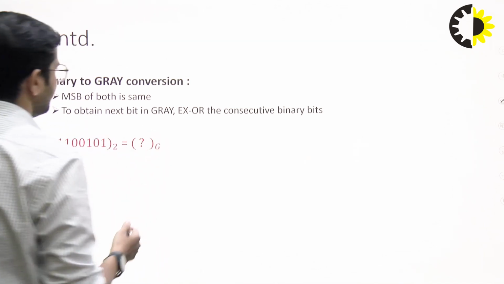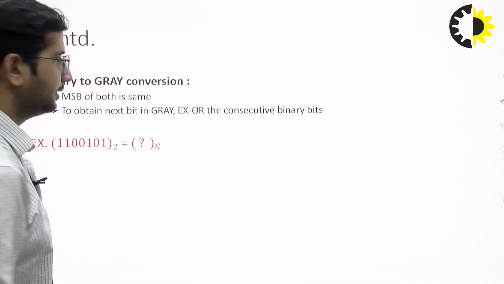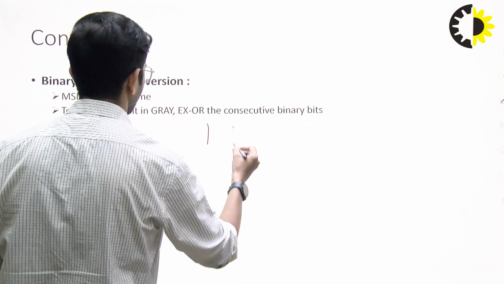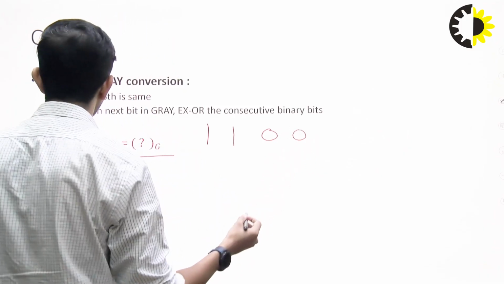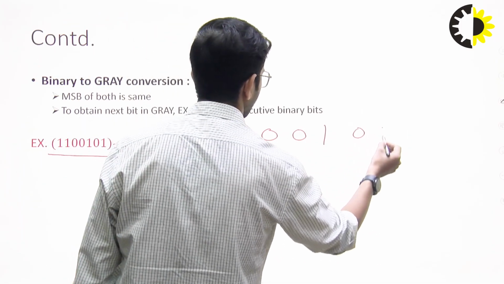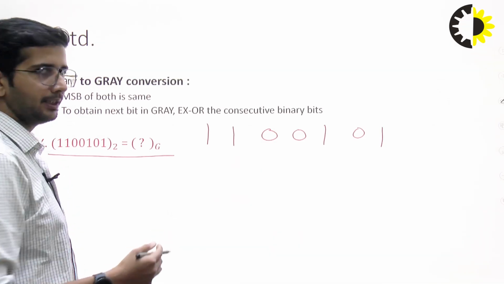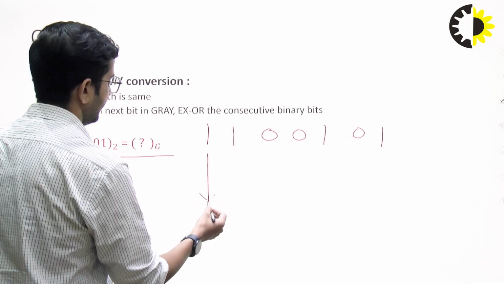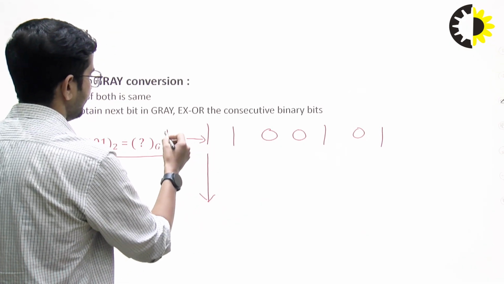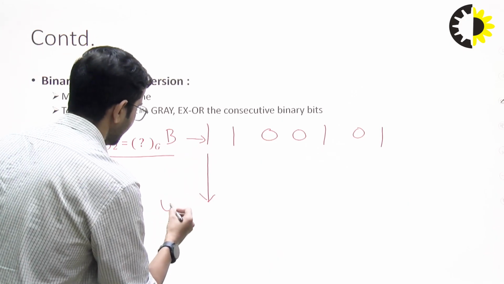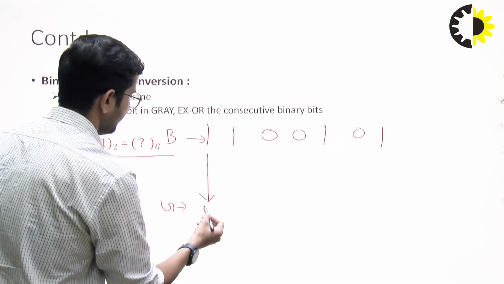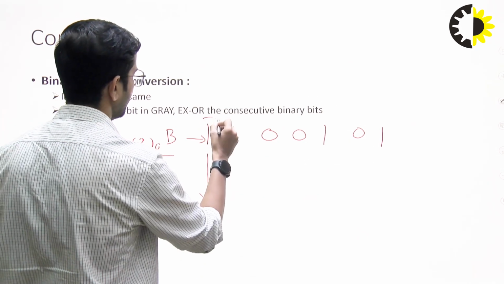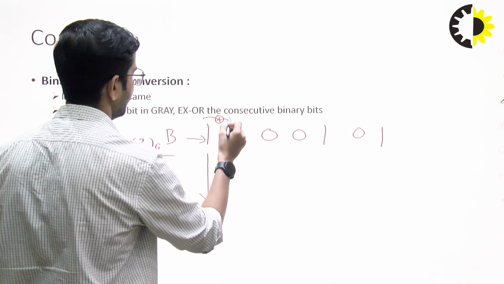So if we want to convert any binary number into a gray code, for example, this is a binary number, 11001001. How can we convert this binary into a gray code? The method is that the MSB of the binary number should be the same. This is a binary code and this is our gray code. So the MSB bits should be the same, and for the next bits we have to take the XOR of the upper two bits of the binary number.